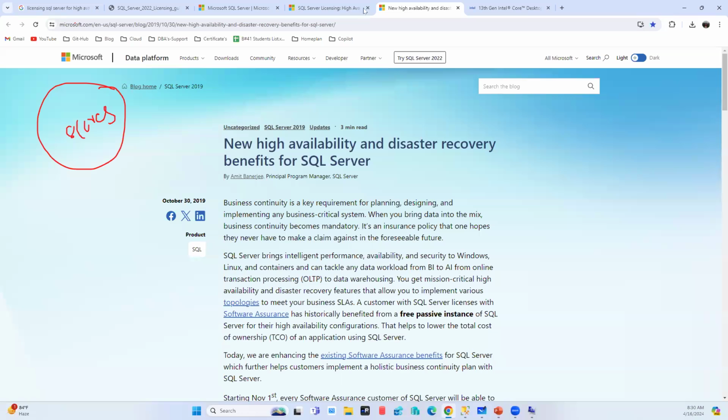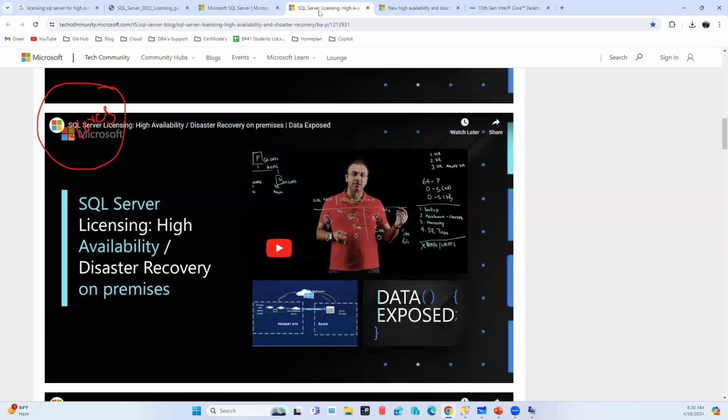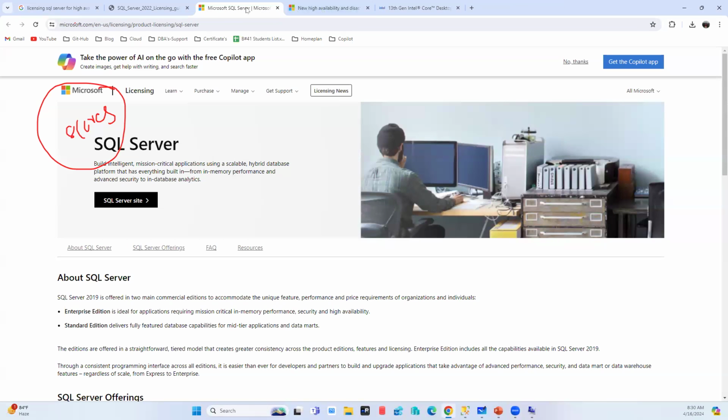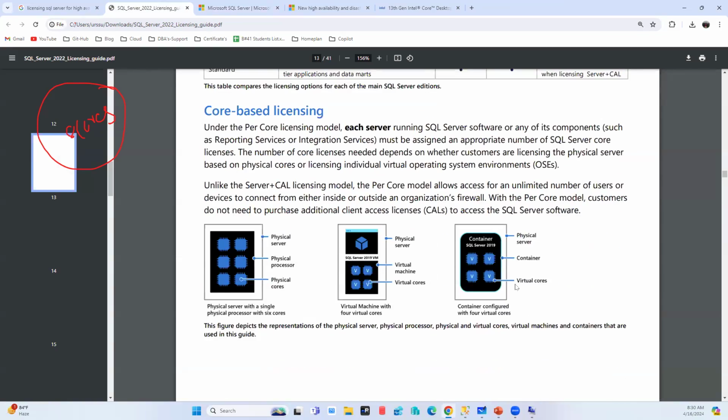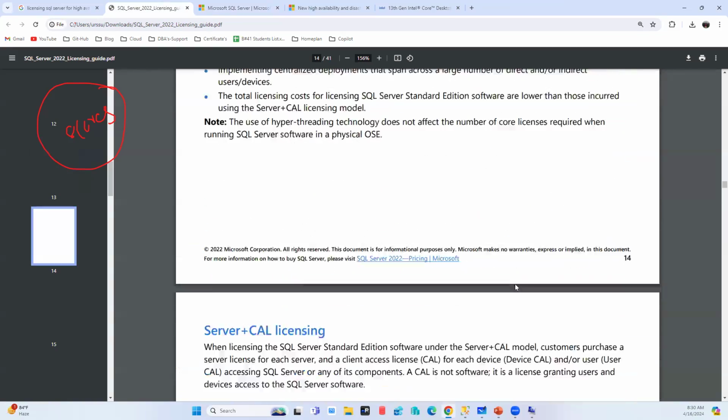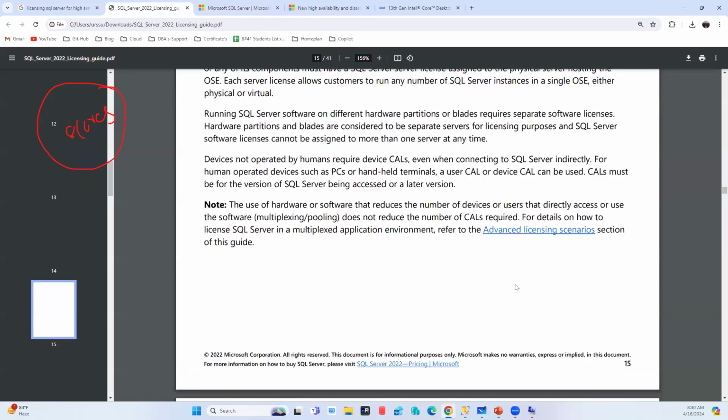When you go for a core based license, how much is Microsoft going to charge per Enterprise Edition? How much per Standard Edition? Does Microsoft mention the pricing anywhere?